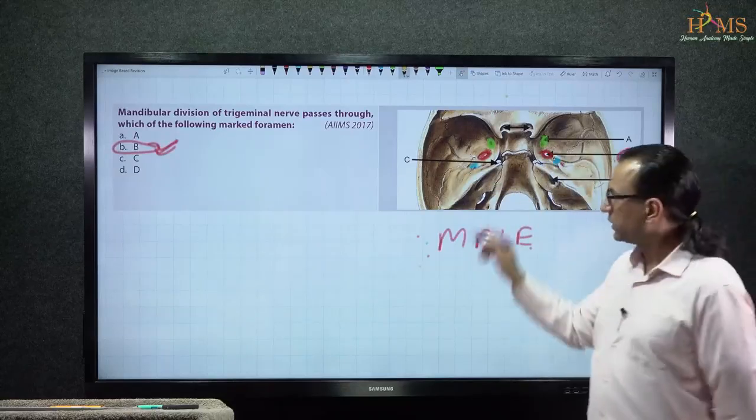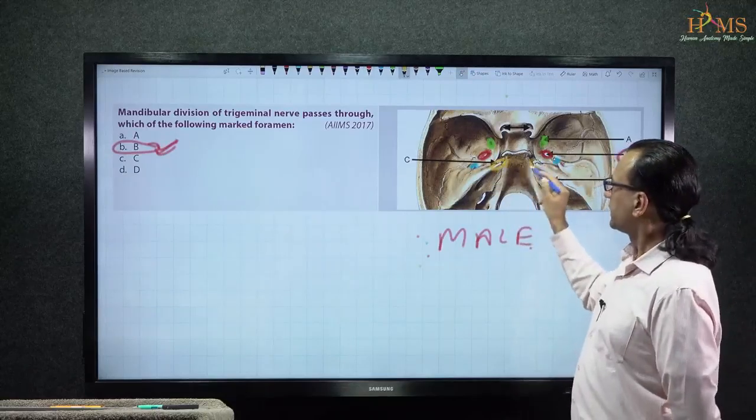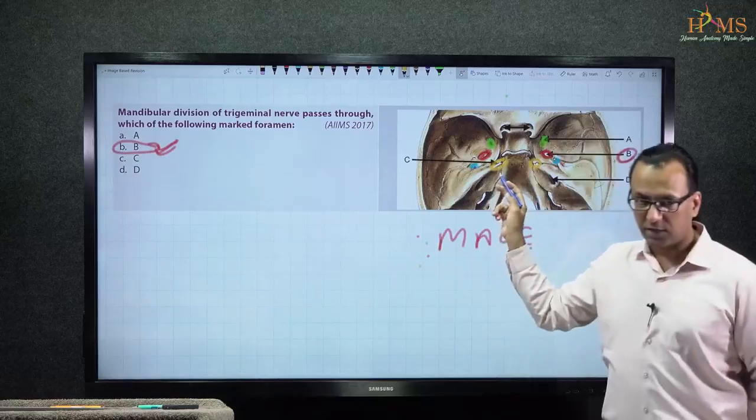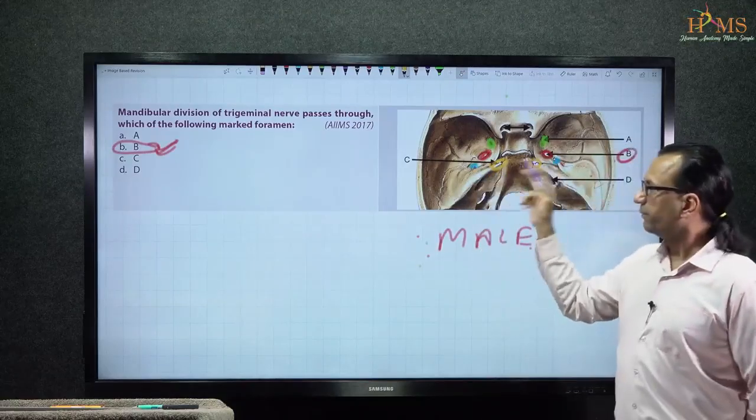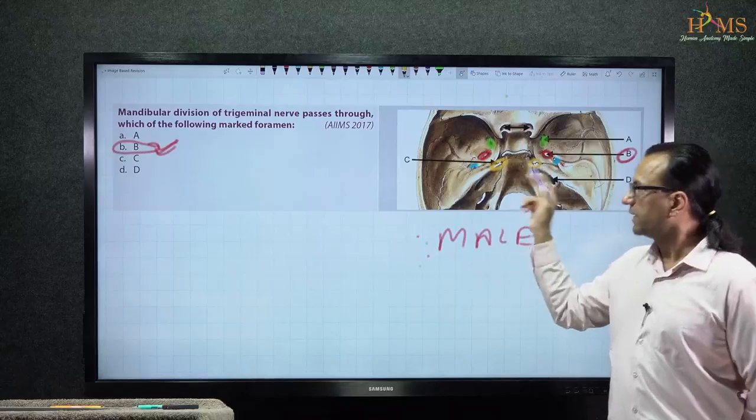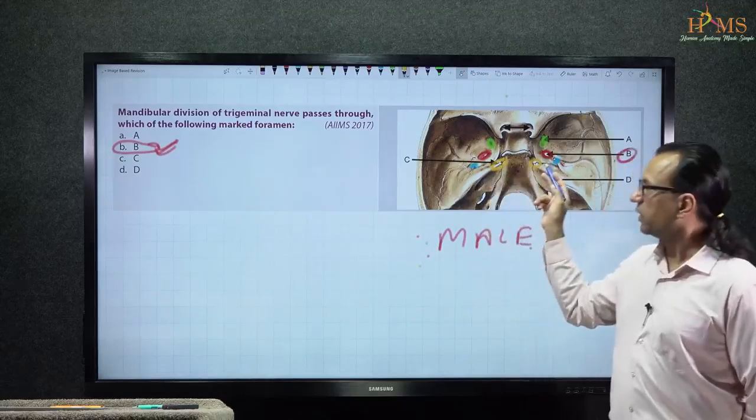Then what is this marker C? That is the foramen lacerum with its lacerated margin, and it is covered by some fibrocartilage, so only a few emissary veins will be passing through that, connecting the intracranial veins and extracranial veins.